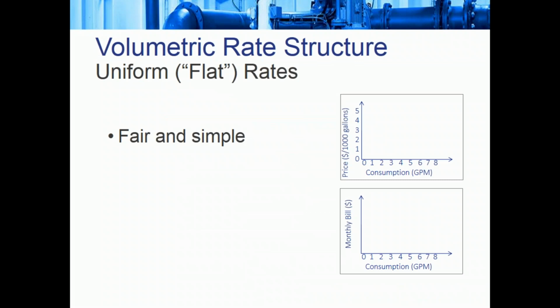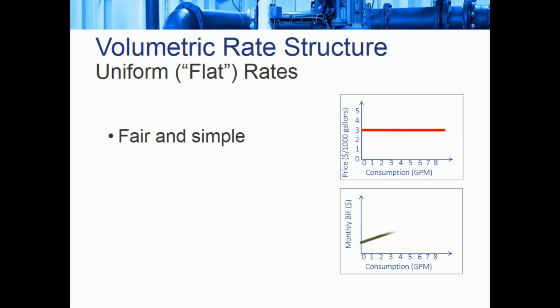Now, for those of you who do volumetric charges or are thinking about volumetric charges, we wanted to talk a little bit about how you might set those up. So by far and away, the most prevalent rate structure we see are uniform or flat rates. And what that means is that the per gallon usage of water does not change based on the level of consumption. So in this example, it's $3 per thousand. If you use 1,000 gallons, it's $3 per thousand. If you use 4,000 gallons, it's $3 per thousand. If you use 20,000 gallons, it doesn't matter.